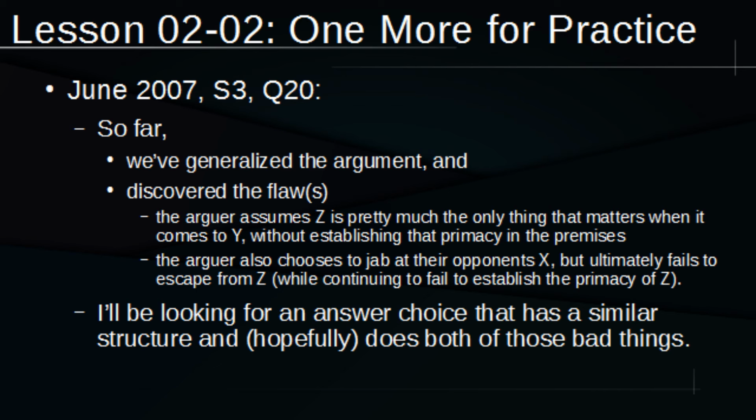So really, moving forward from here, I'm going to be looking for an answer choice that has a similar structure and hopefully does both of those errors that we just talked about. So again, the errors are the arguer has set things up such that Z is the only thing that matters when it comes to deciding whether or not to do Y, but they haven't actually factually established that Z matters that much or that Z matters more than anything else. And to compound that, they also make the questionable choice to begin attacking opponents of the argument while also failing to address the Z problem. In fact, their attack on their opponents is still stuck in the same swirling toilet bowl vortex of not being able to escape from the importance of Z without having explained why Z is important in the first place.